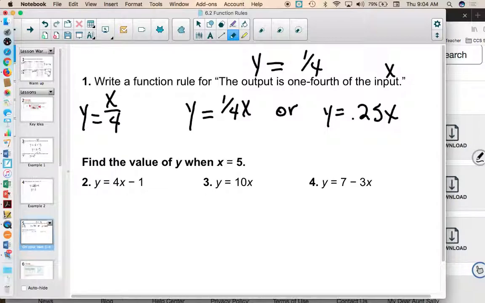What are you going to do with 2, 3, and 4? What are you going to do, Ridley? I'm gonna plug in the 5 for the x. Simply plug in the 5 for the x and solve it. Do it. Do the math, folks.